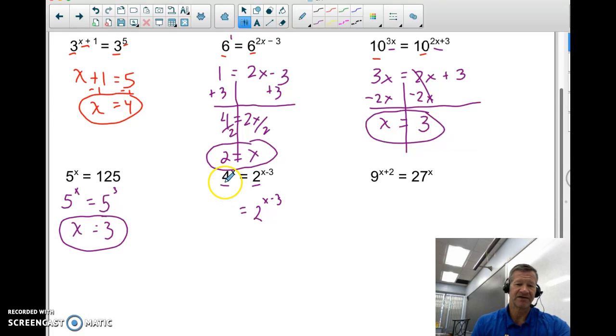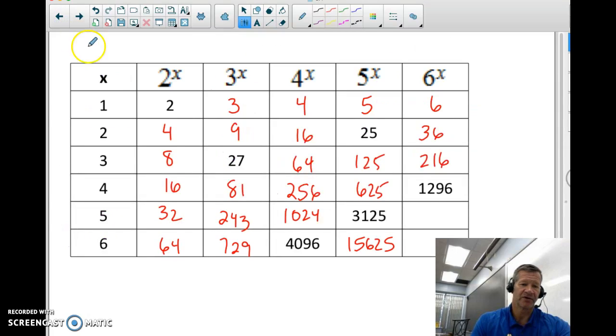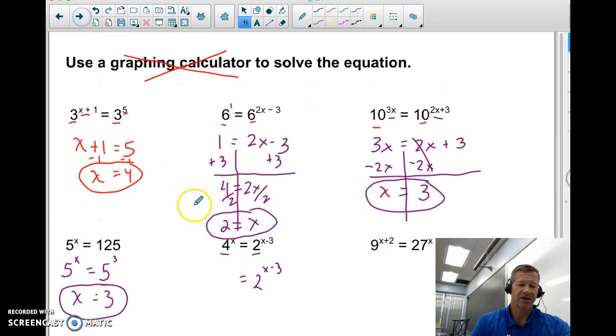Well, hopefully you don't need the table for this one, but we'll show on the table where it is. A power of 2 gives you 4 if you raise it to the second power. So 4 is 2 to the second. So I'm going to rewrite this 4 as 2 to the second power, which is then raised to the x power. So on this side I have 2 to the 2x, because when we raise a power to a power, we multiply those exponents. And on the right side, I've got 2 to the x minus 3.